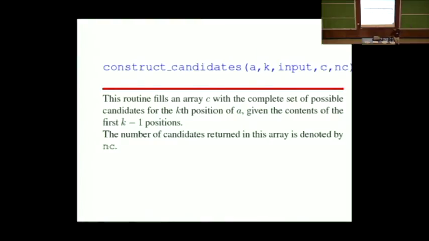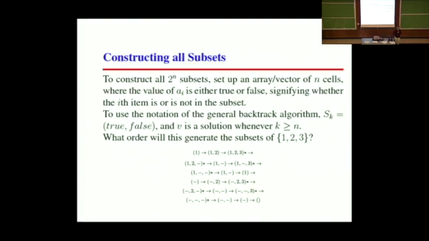Okay. Any questions about backtracking? Let me give you a concrete example of backtracking. Let's take a look at the problem of how we would construct all possible subsets of n things. Okay? How many subsets are there of n items? 2 to the n. Okay? Let's say I want to look at all the subsets of 1, 2, and 3. What are the subsets of 1, 2, and 3?